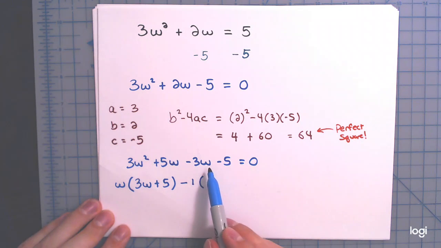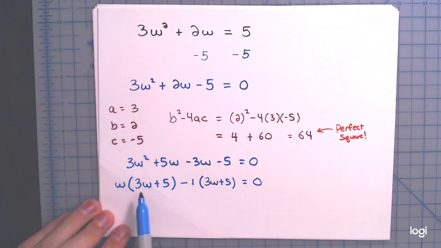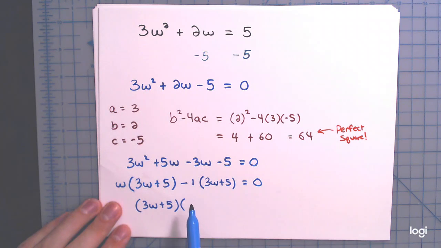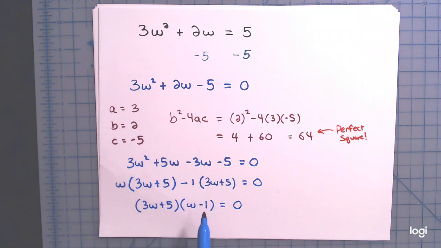And then what would be left over in these two terms when I remove negative 1 would be 3w plus 5. And then you see the whole thing. Both of these products have this 3w plus 5 as a common factor. I remove that. Right? 3w plus 5 comes out. And then what's left over when I remove the factor of 3w plus 5 would be w minus 1. All right, and now I have what I want. Right, I have a product equal to 0.